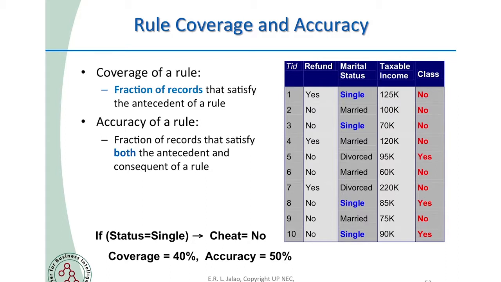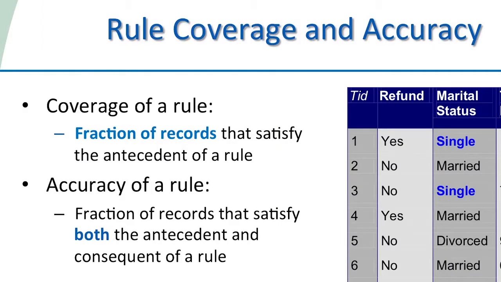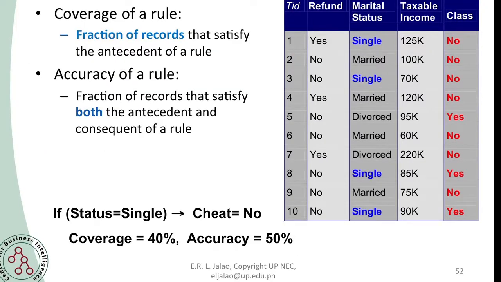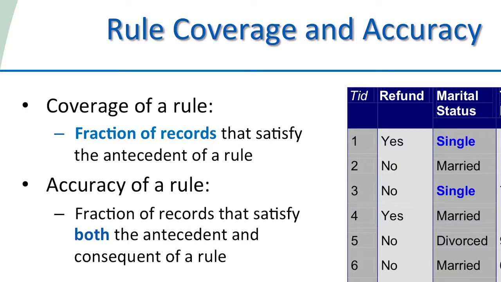Now, also let's define some performance metrics for rule-based classifiers. So the coverage of a rule is defined as the fraction of records that satisfy the antecedent of the rule. Okay, for example, if status equals single, then cheat equals no. So if we satisfy the antecedent, how many status equals single rows do we have? So based on the data on the tax data set, there are approximately 4 rows that have status equals single. Hence, the coverage of that rule is 40%.